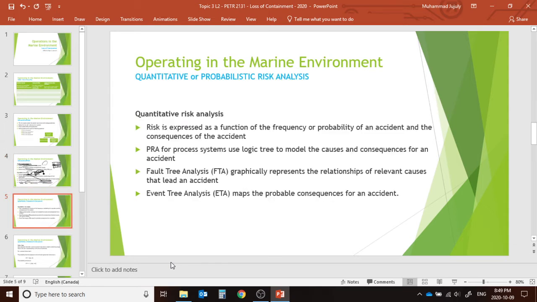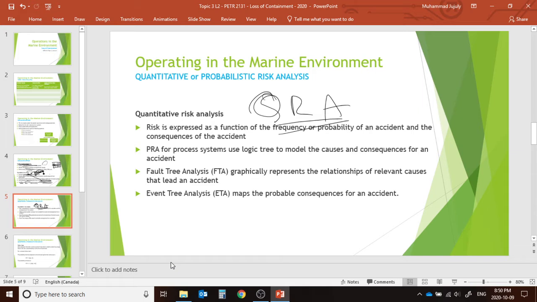Now let's talk about quantitative or probabilistic risk analysis, which we call QRA. Probably you have heard of that before. In QRA, the risk is expressed as a function of the frequency or probability of an accident and the consequence of an accident. The quantitative risk analysis for a process system uses logic trees to model the cause and consequence of the incident.